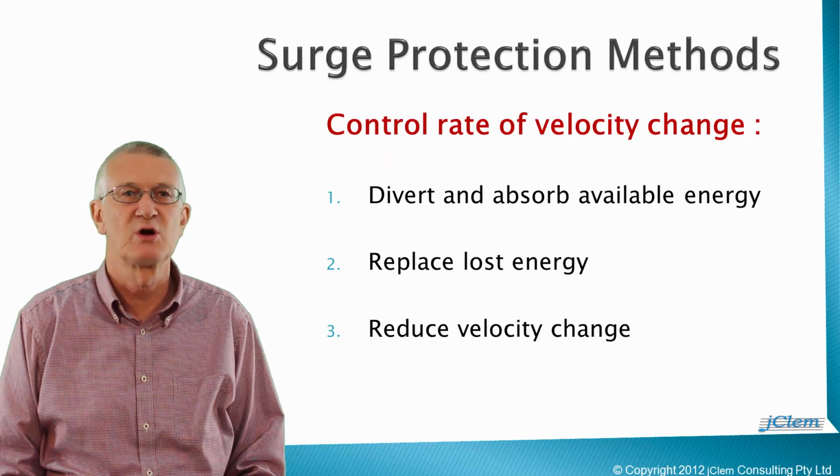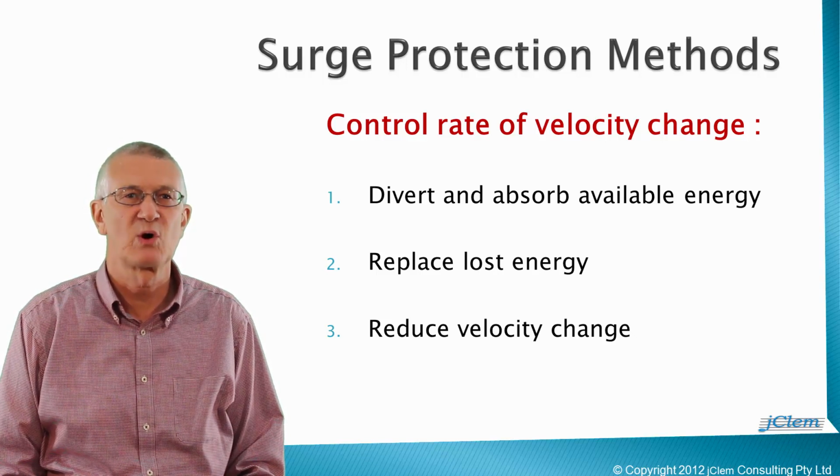Methods which aim to control the rate of velocity change achieve this by the following approaches: diverting and absorbing the kinetic energy available in the moving fluid. For example, when a pump stops or power fails to a whole pumping station. A typical example would be the kinetic energy upstream of a pump station that has a long, large diameter suction main. The diversion of energy extends the period of time taken to bring the fluid to rest. As a result, the rate of velocity change is reduced.